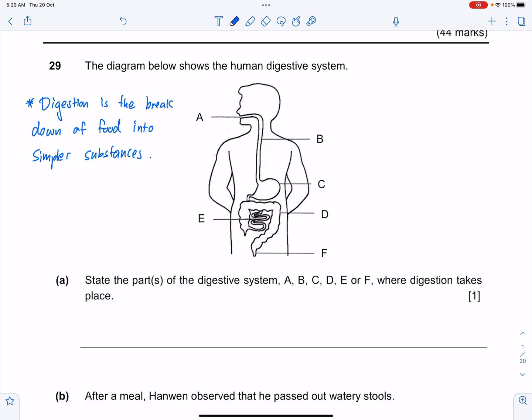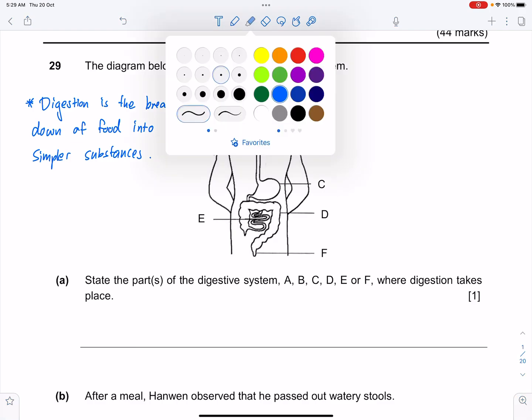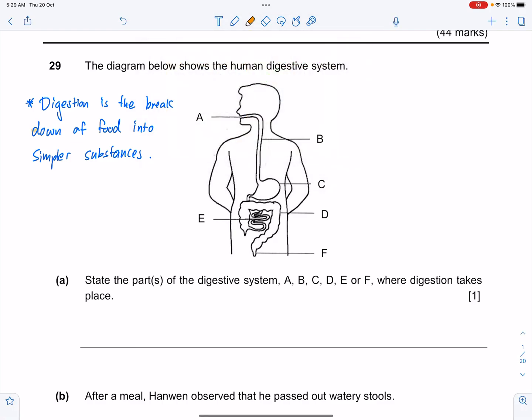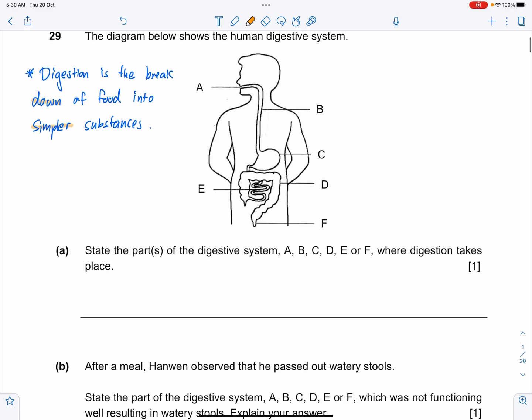So for definition, right, there is no two ways about it. You really need to memorize it word for word. Just a word of caution, it is breakdown and not turn into, not break up, alright? And it's into simpler substances, not smaller pieces. Okay, so back to the actual question. So to answer this part, you really need to memorize all the different functions, alright?